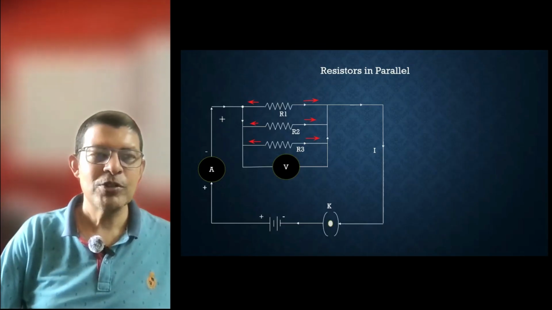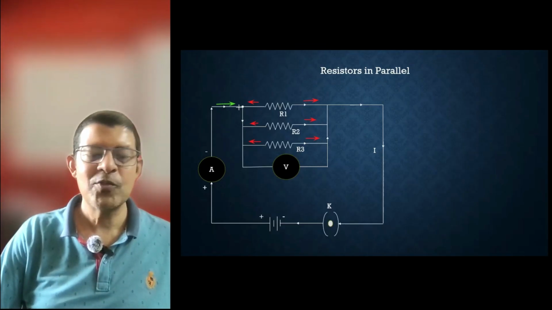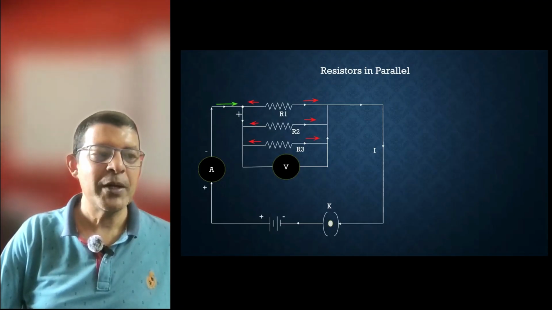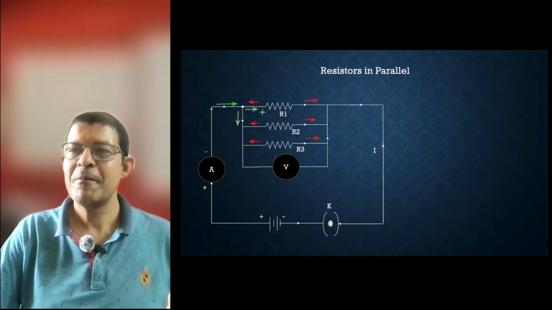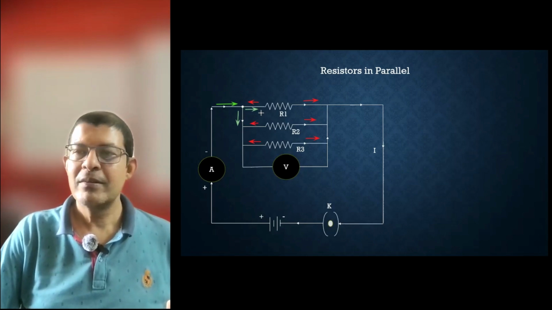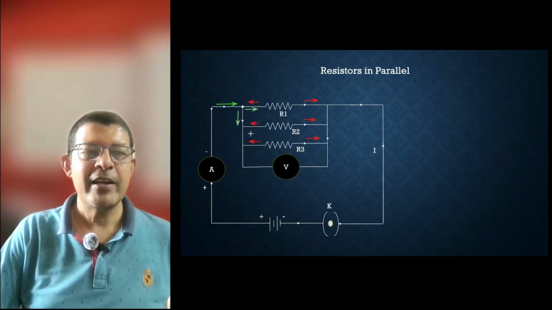Now the current which flows gets split. If the current is flowing at the green line, here current is flowing, then it gets split into three parts. Sorry, two parts. One flowing like this and other flowing like this. Right? Will flow like this, and then another current will flow here.